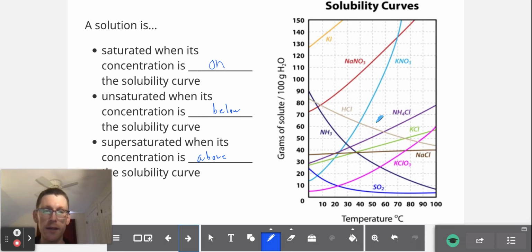So if we're looking at a solution of, say, potassium chlorate, KClO3, at 100 degrees Celsius, the solubility is approximately 60 grams of KClO3 per 100 grams of water. If you're at that exact point, that exact concentration, you have a saturated solution. Anything below, 40 grams, 50 grams, 57 grams, 59 grams of KClO3 per 100 grams of water, that would still be unsaturated. Anything above that, 60, 61, 62, 65 grams, well, that would be supersaturated.